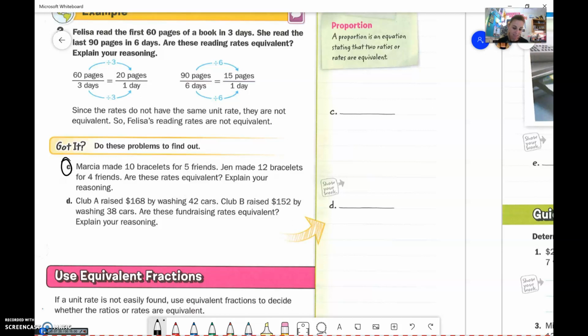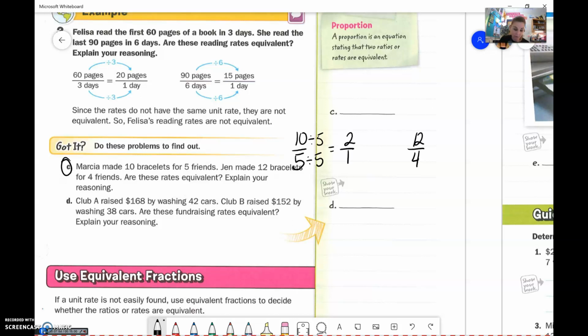It says Marcia made 10 bracelets for 5 friends. And Jen made 12 bracelets for 4 friends. Are these rates equivalent? Explain your reasoning. So here's what we have to do. I'm going to look at each of these and get them down to a unit rate. So here I know that I can divide each of these by 5, and that is 2 over 1.